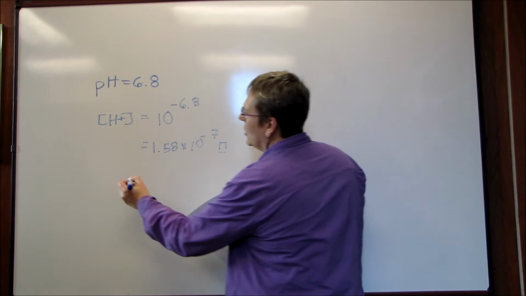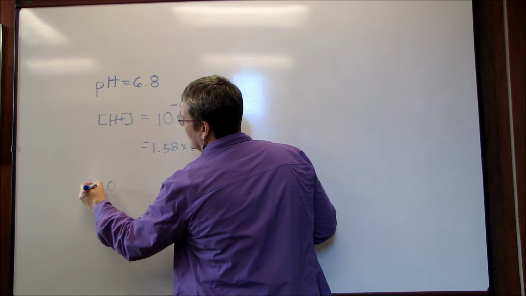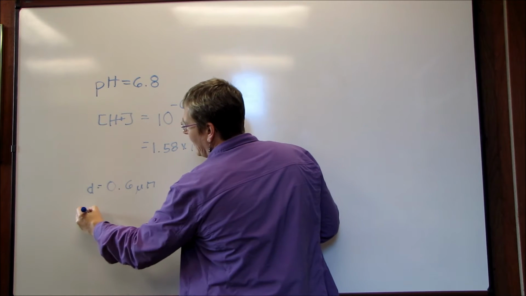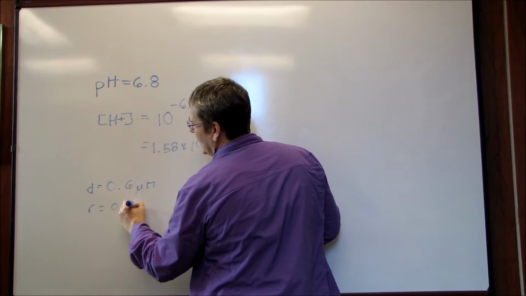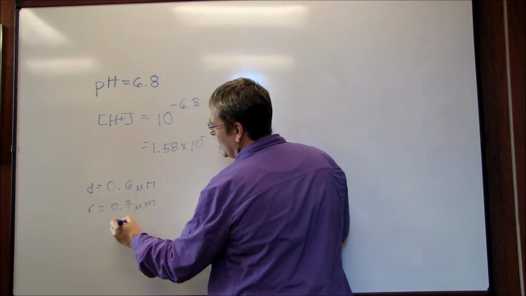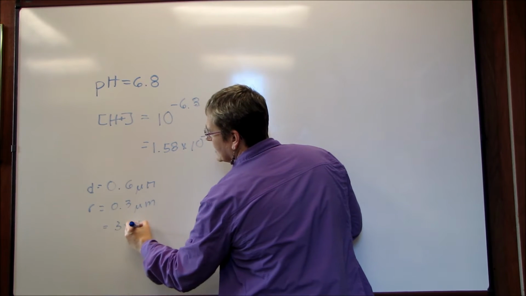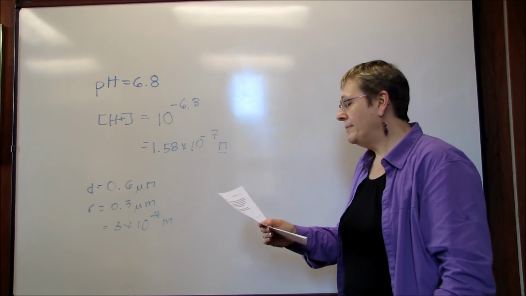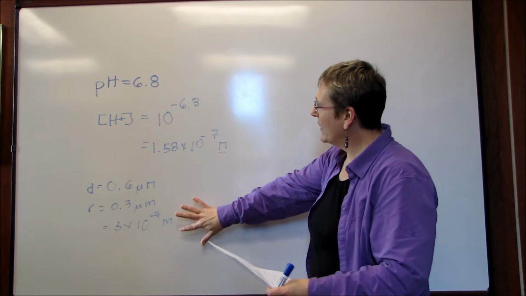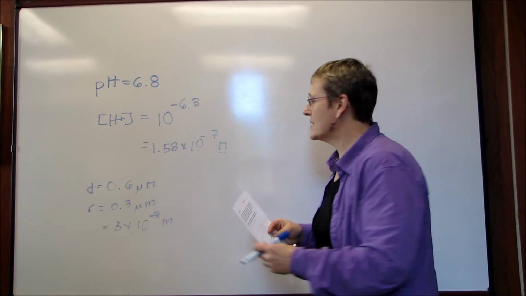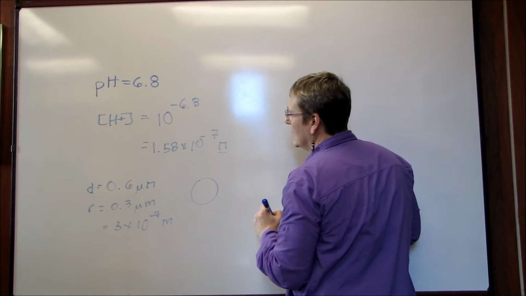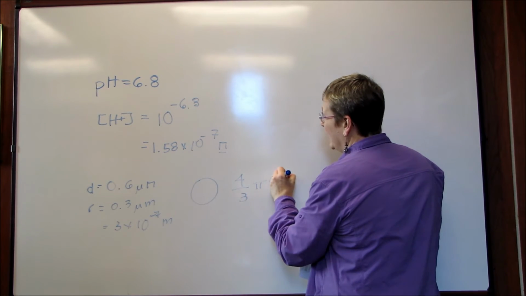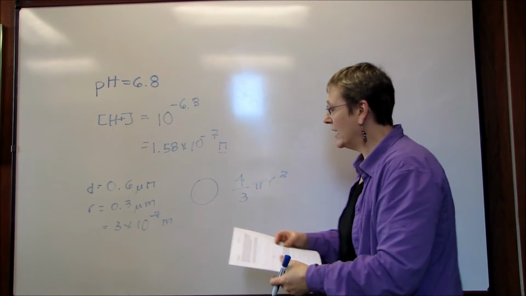So let's look at what we know. We know that the diameter of Prochlorococcus is 0.6 micrometers. That makes the radius 0.3 micrometers, okay? Which is equal to 3 times 10 to the minus 7 meters, all right? So how do we figure out what the volume of our Prochlorococcus cell is? Well, a coccus cell is spherical, and that makes the volume 4/3 pi r cubed. Didn't know that? Google it and look it up.